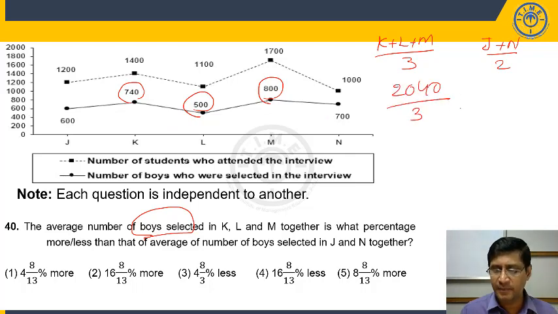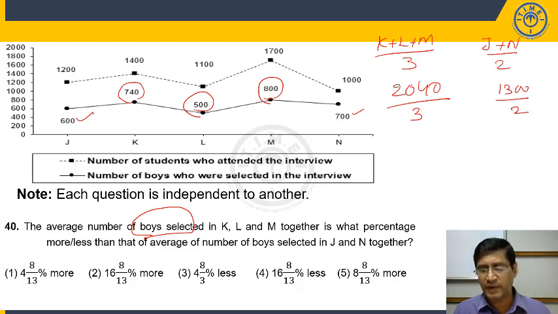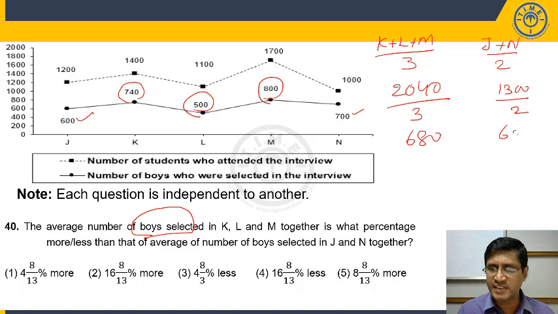Average means divide by 3. Whereas for J and N, it means 600 plus 700. The value is 1300. So 1300 by 2. Now simplify this. It will give 680, whereas it is 650. Now the value 680, is it more or less than 650? Here it is more.